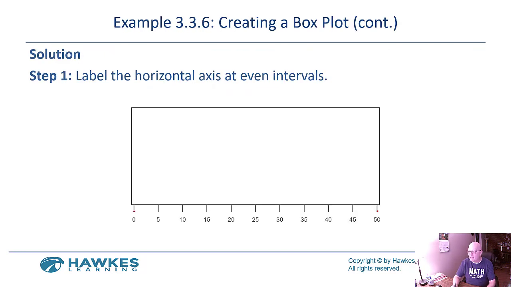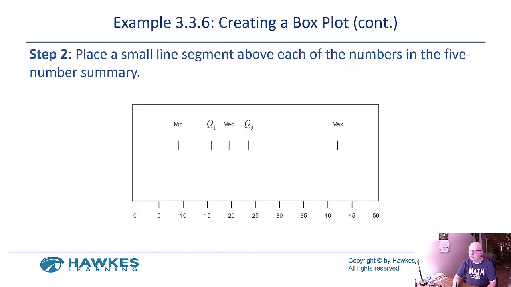Label the axis at even intervals. Don't jump by 10s and then by 20s and then by 30s and by 5s and so on. Make sure that it's evenly distributed when you make these marks. You can do it easily in Excel.